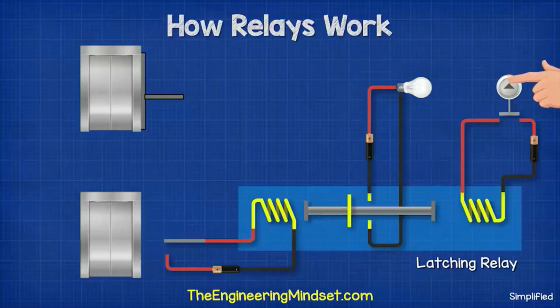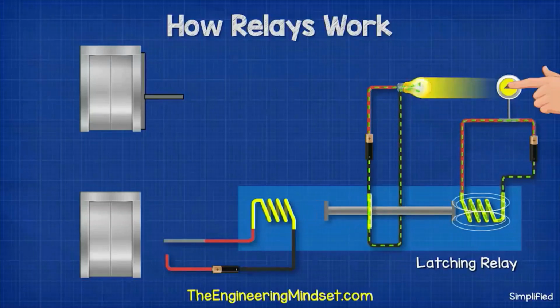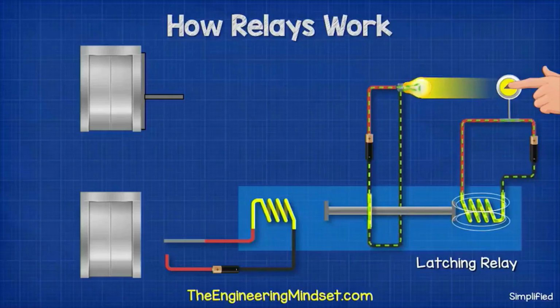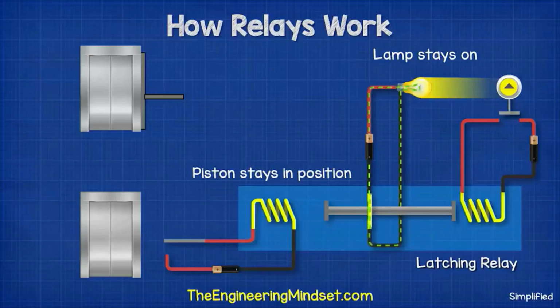When the call button is pressed, it completes the circuit and powers the electromagnet. This pulls the piston and completes the circuit to turn the lamp on. A signal is also sent to the elevator controller to send the elevator down. The button is released. This cuts the power to the initial circuit, but as the piston isn't spring-loaded, it stays in position and the lamp remains on.